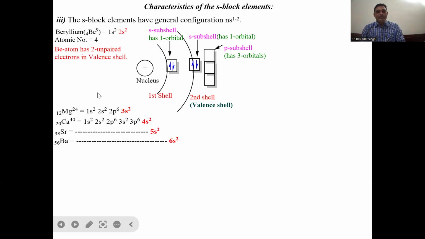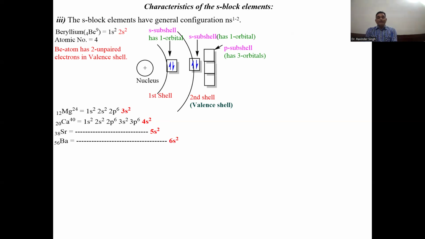Similarly, we can see the electronic configuration of the remaining elements after beryllium. The next element is magnesium, atomic number 12. Just increase the number of shells. In the case of beryllium, the valence shell is 2s with 2 electrons, 2s2. For magnesium, it is 3s2. For calcium, the next element in the succession of group 2, the valence configuration is 4s2.